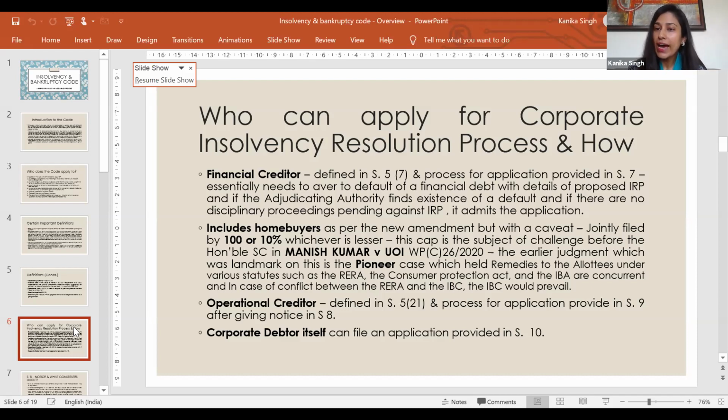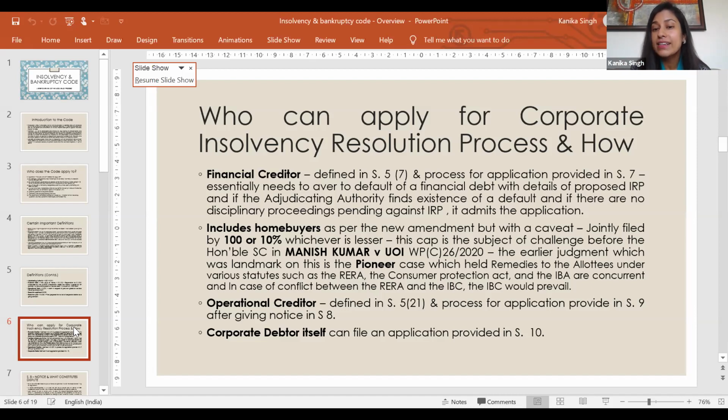And here, while a financial creditor applies, he only needs to do two things. He needs to show an existence of a default of a debt, and he needs to mention the name of the proposed IRP that he proposes in his insolvency application, nothing more. This is, he files an application under section 7 of the code.